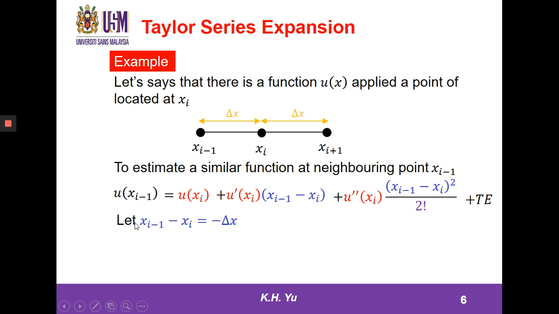And xi minus 1 minus xi equals negative delta x. This is because xi itself is larger than xi minus 1, so it becomes negative delta x. So in this expression, the difference is that xi minus 1 minus xi will become negative delta x instead of delta x.